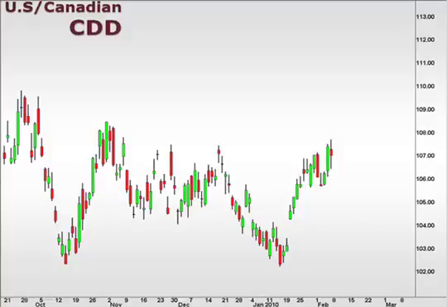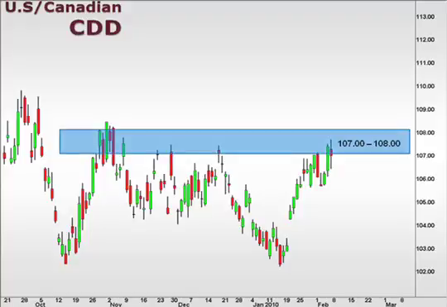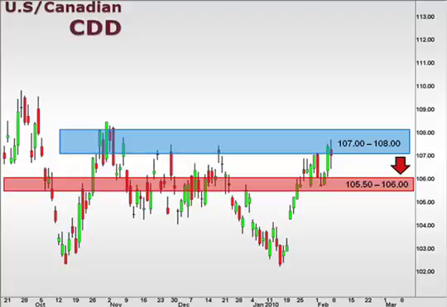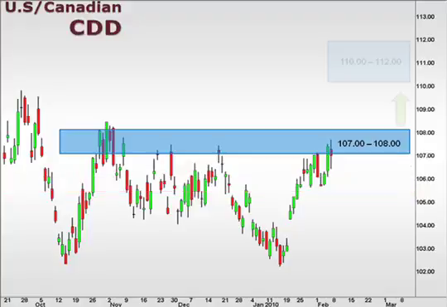Let's take a look at how the US dollar has been trading against the Canadian dollar, as seen here in the ISE FX options pair value CDD. Well, this 107-108 focal zone continues to be an important overhead resistance, and any rejection here is likely to slip back to retest support down at the 105.5-106 focal zone. We are looking for a break above 108 to signal any continuation to the upside for the US dollar, which is likely to have us targeting the 110-112 box.